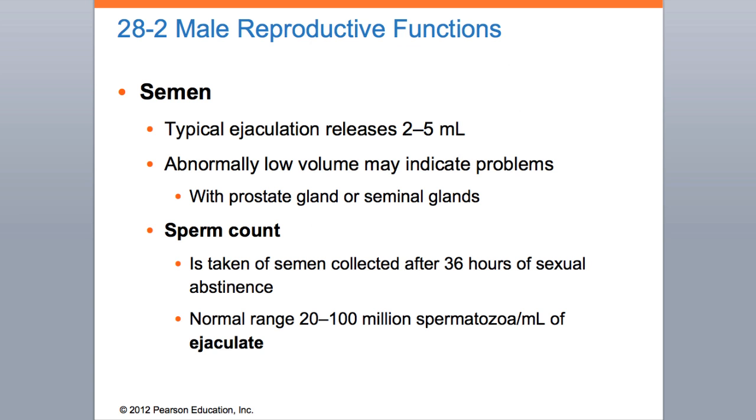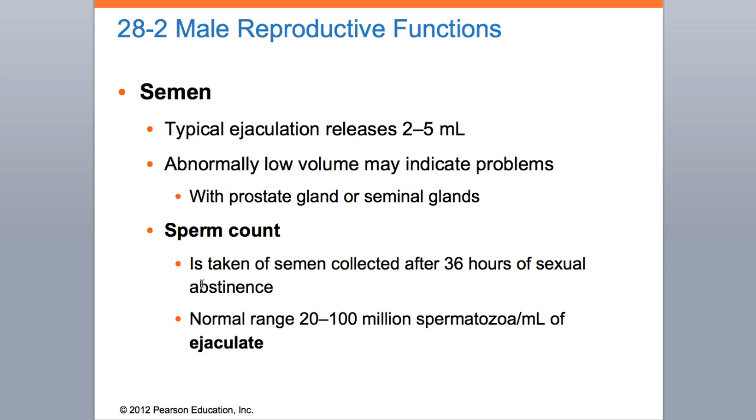Next slide. Now, we already know what semen is. How much? About 2 to 5 mils. Now, here's what it says: abnormal low volume may indicate problems, either with the prostate or the seminal gland. So if you've got low production of semen overall, that might be a prostate gland problem or a seminal vesicle problem. The other issue is if you have less volume, chances are you also have what? Less of a count.